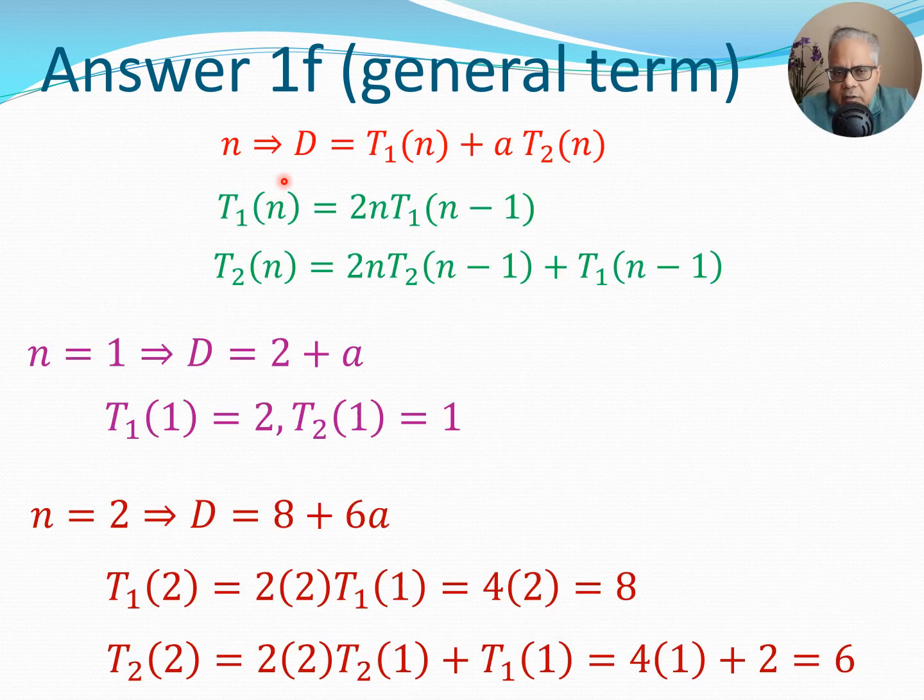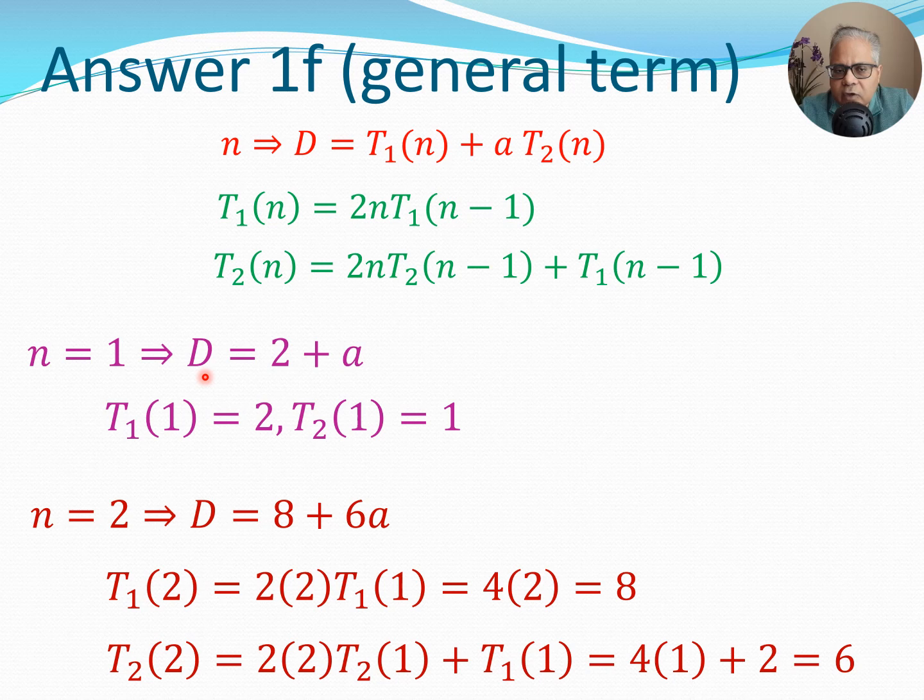And the general term actually has this form: the determinant is T1n plus a T2n, where T1n is 2n times T1(n minus 1), and T2n is 2n times T2(n minus 1) plus T1(n minus 1). So these are relationships which I can use, and let's check this out and see. So let's check it out with n is 1. N is 1, of course, is the point at which all things start.